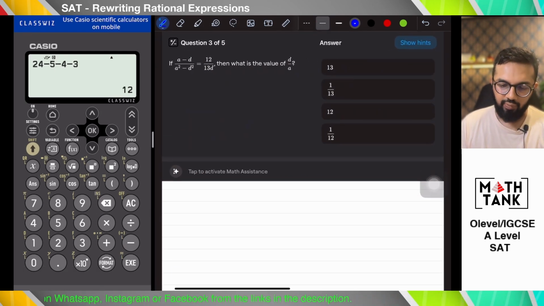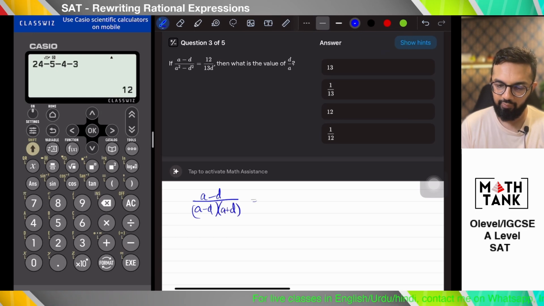Okay, then what is the value of d over a? So let's first factorize this because I see something cancelling out. Okay, and then you cross multiply. 13d equals 12a plus 12d. So d equals 12a, d over a equals 12.